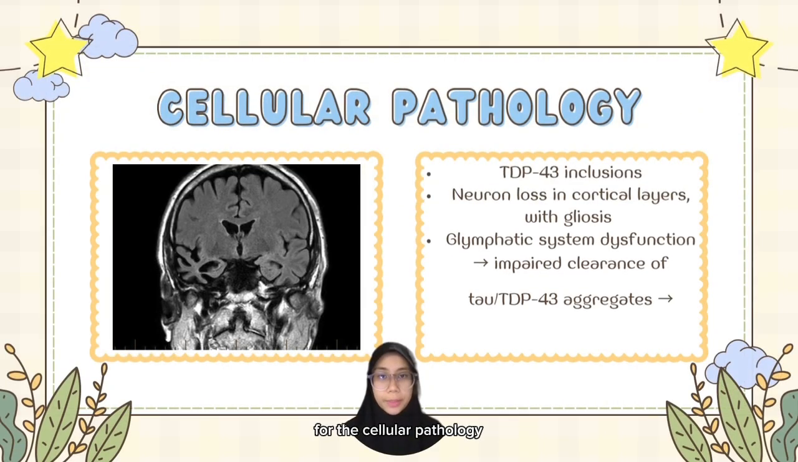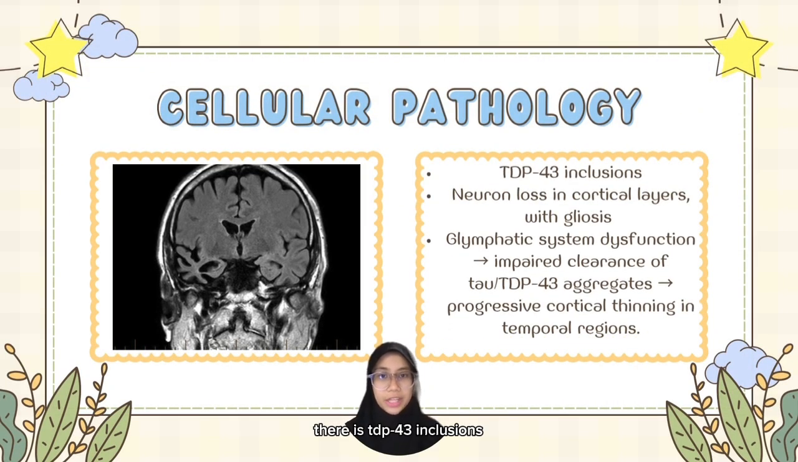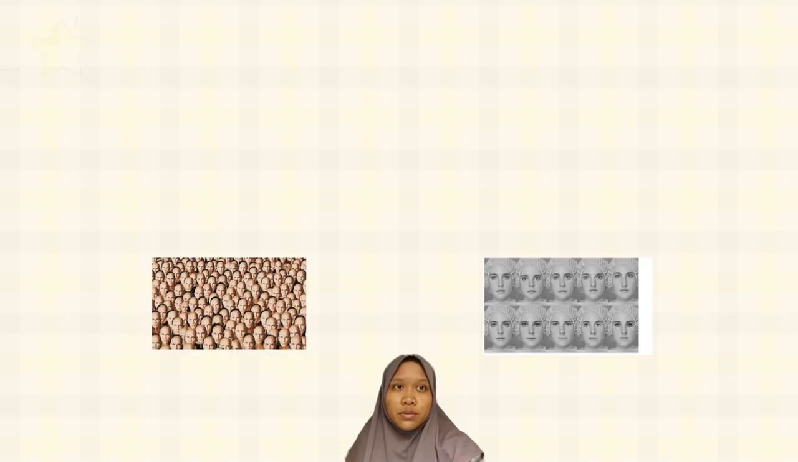For the cellular pathology, there are TDP-43 inclusions, neuron loss in cortical layers with gliosis, and glymphatic system dysfunction causing impaired clearance of tau or TDP-43 aggregates, causing progressive cortical thinning in temporal regions.